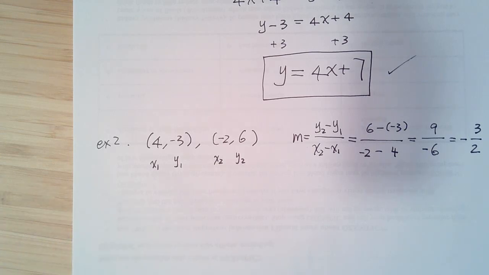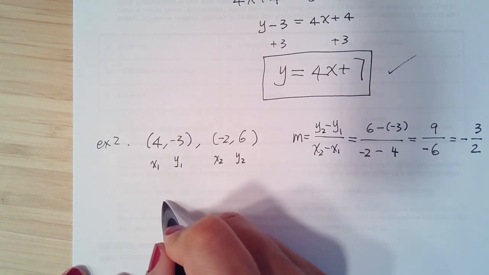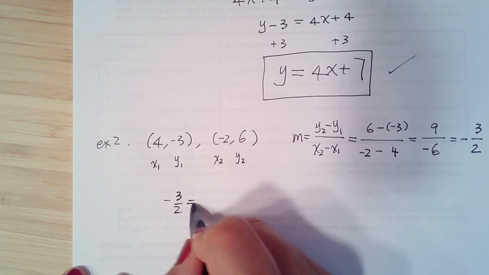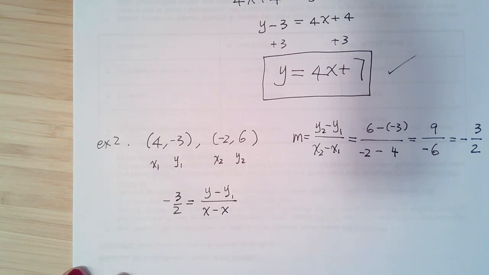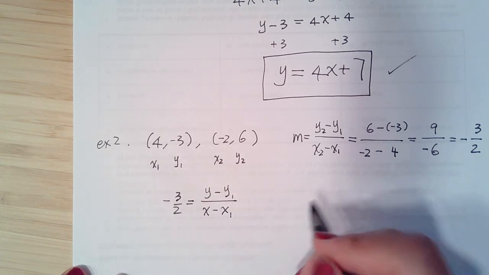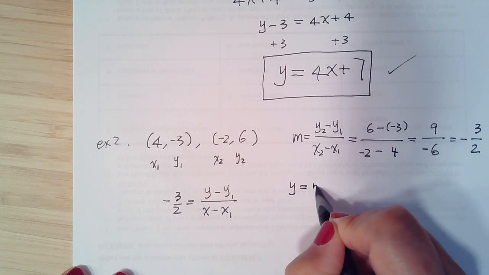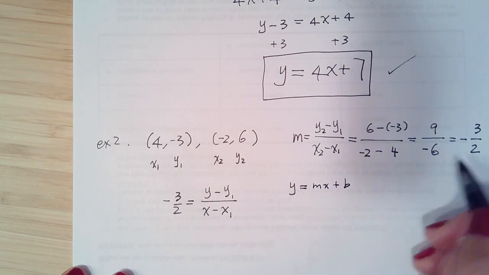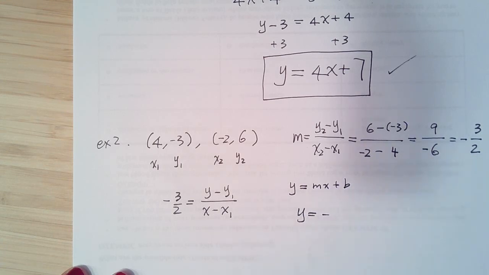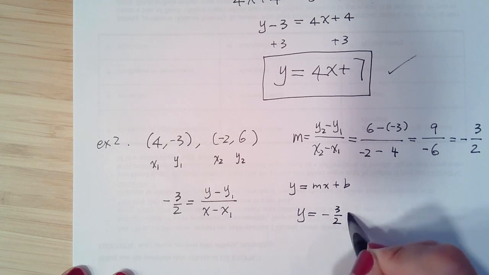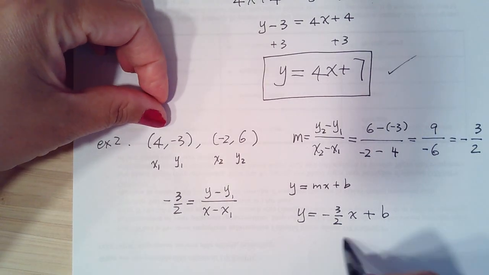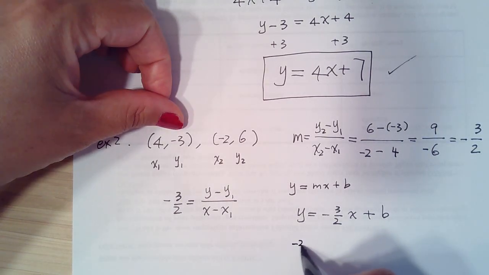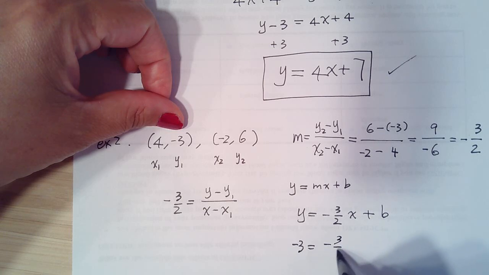And once I know the slope, -3/2, there are several ways to do it. One is y minus y1 equals m times x minus x1, which is exactly the one we did earlier. Or we know y equals mx plus b, so I plug in the slope. So y will be -3/2 x plus b. And then I can plug in x1, y1. So y1 is -3, and here's -3/2 times x, which is 4, and then plus b.